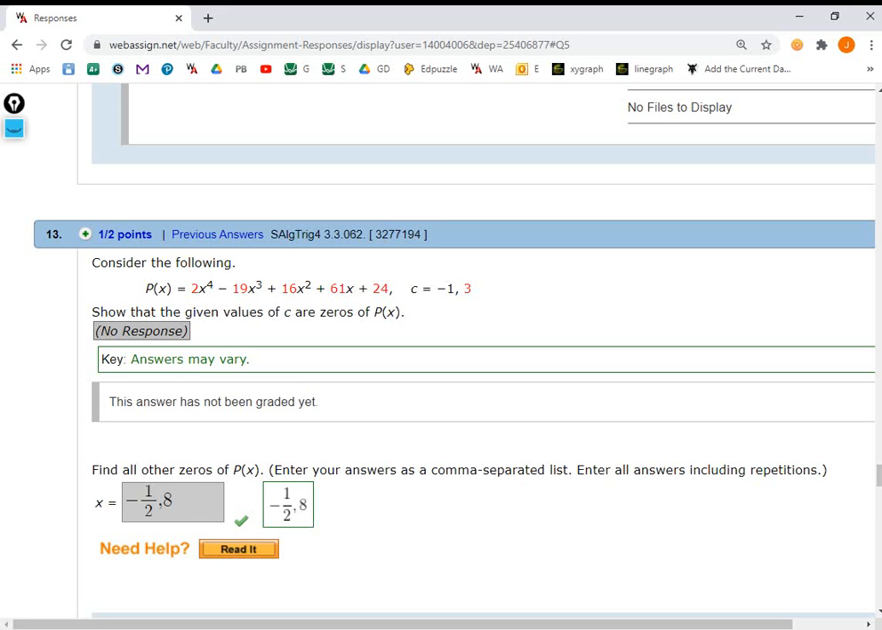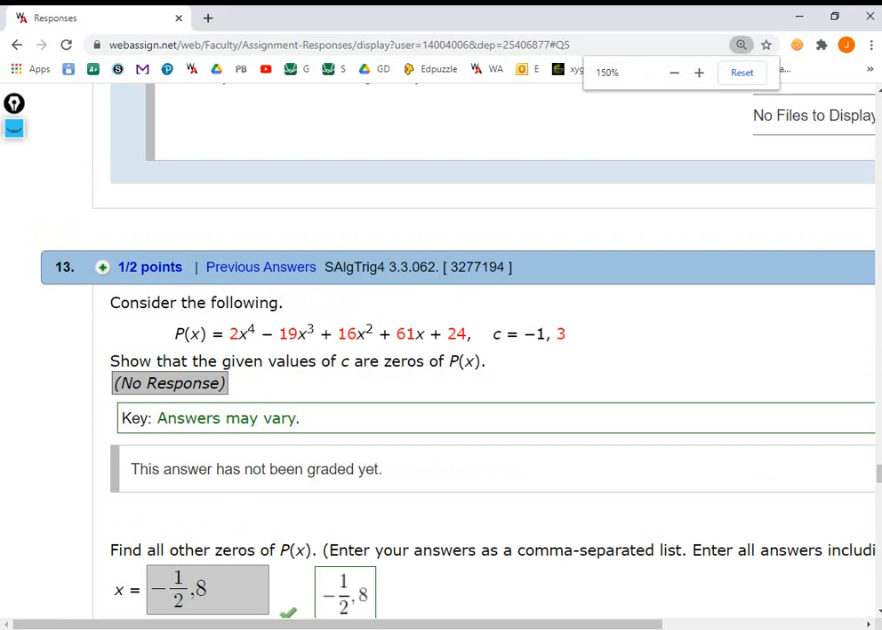That's kind of what we talked about yesterday. But here, they're telling you that you have 2 zeros. They're saying show that the given values of c are zeros. Show that -1 and 3 are zeros. So you go through your synthetic division, and with those being the values that are in your box in synthetic division, you'll get a remainder of 0 for both of them. Okay?